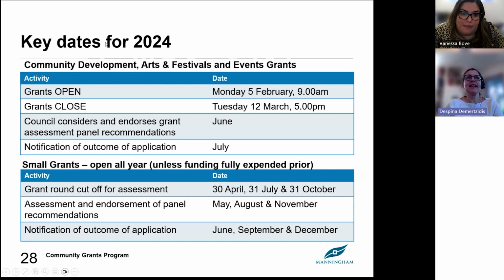Now these are our key dates for 2024. For community development, arts and festival and events grants, they opened on Monday 5 Feb. The grants will close at Tuesday, 12 March, 5 p.m. That is a hard deadline. We are not flexible at all for late applications. It's just not fair on other applicants. So please meet that deadline.